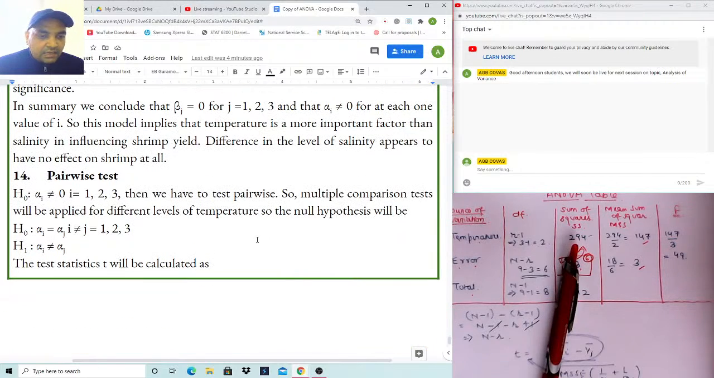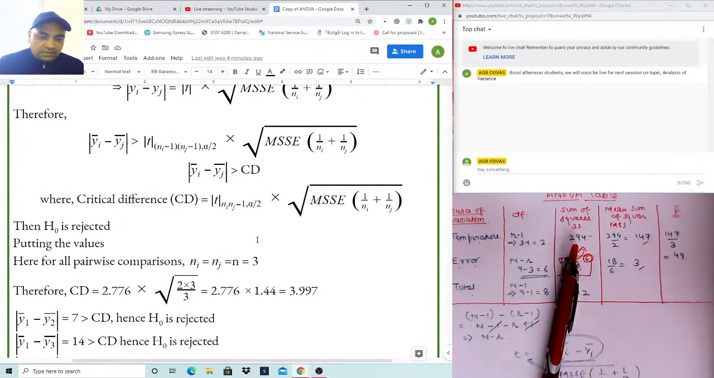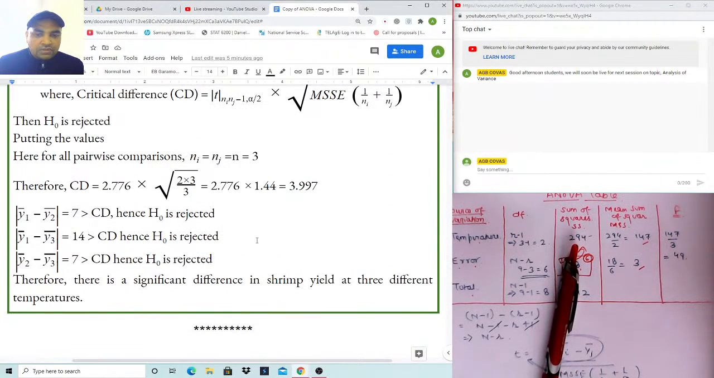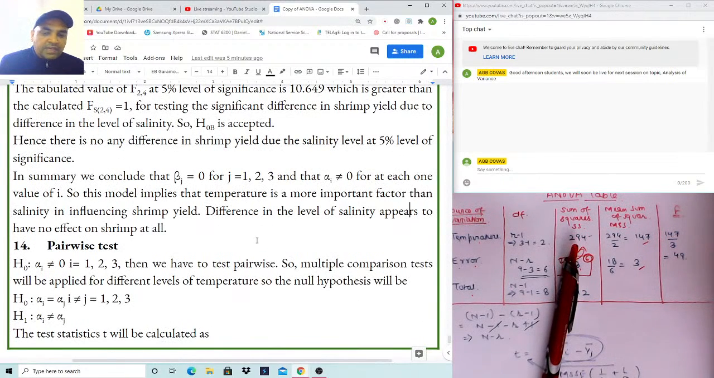So the pairwise test, we will apply only to that factor for which the F test is significant. So we will not apply this pairwise test for salinity. We will be applying this pairwise test only for temperature, which we have already discussed in your previous session. So this will remain the same, and for salinity we will not conduct this pairwise test.